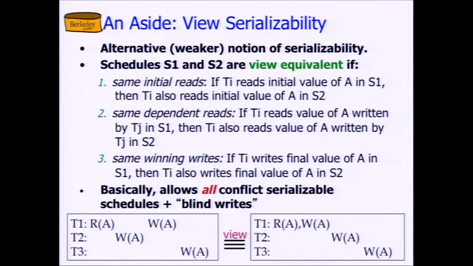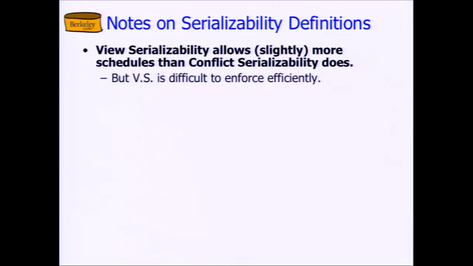Kind of weird, right? So these are called blind writes. The reason they're called blind writes is that both T2 and T3 write A without ever having read it. So they have no idea what's in A. They're just overwriting it. It's called a blind write. And there's actually a proof that says that the only schedules that view serializability allows that are not conflict serializable are ones with blind writes. So in essence, view serializability is a little more relaxed than conflict serializability because it allows these crazy blind writes. It's a pretty natural definition, actually. Unfortunately, it's harder to implement, so people don't do it.